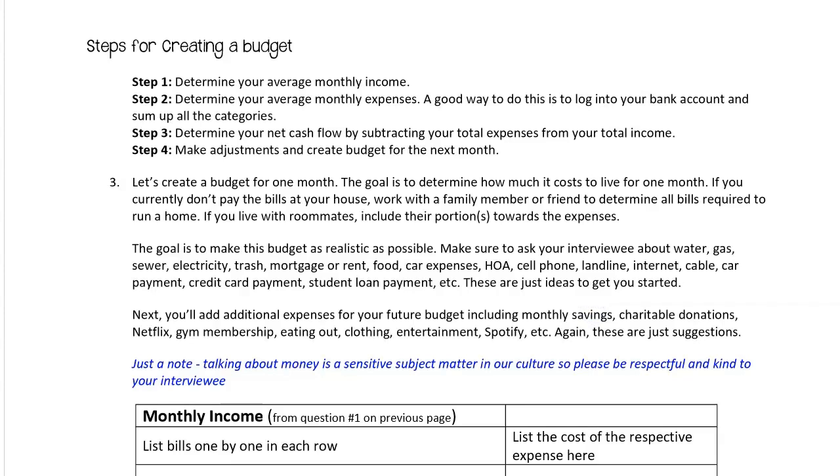The next part of this homework is to create a budget. Now we're going to use the monthly income that's on the previous page. So in this case, it would be the $59,488 divided by 12. That's the value that goes in here. Then we're going to create a budget following these steps. Determine our monthly income, which we did. Find the average monthly expenses, and then determine our cash flow by subtracting all the expenses from our income. And then in the real world, we would make adjustments and then create a budget for the next month.